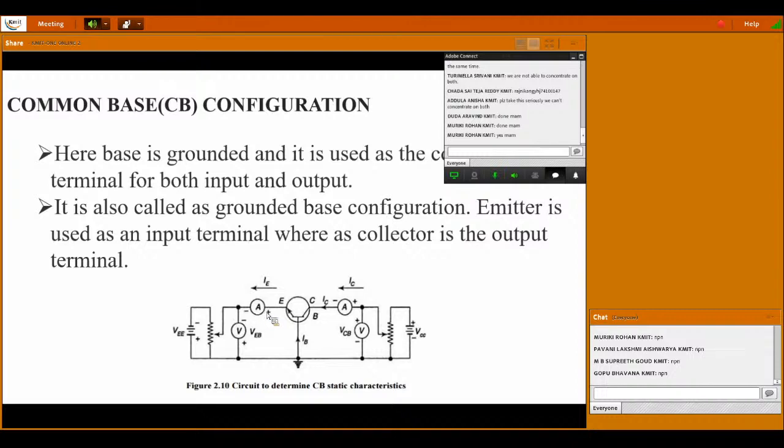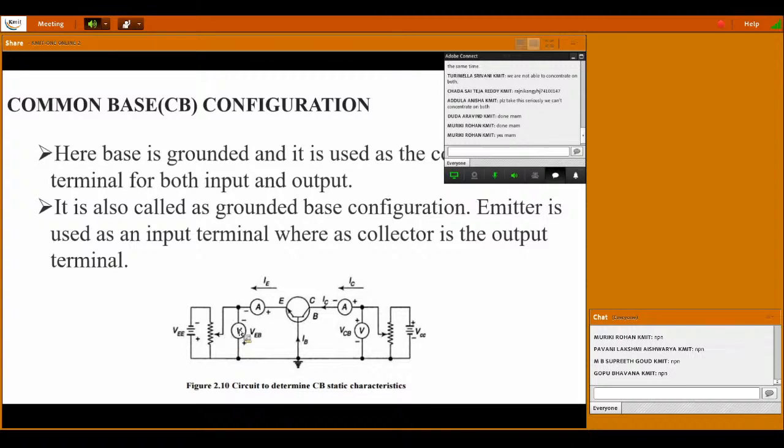In order to obtain the emitter current, we have connected an ammeter. To obtain the collector current, we have connected an ammeter. The emitter current is in the range of milliamps, so a milliammeter is connected. The collector current is also in the range of milliamps, so a milliammeter is connected here.